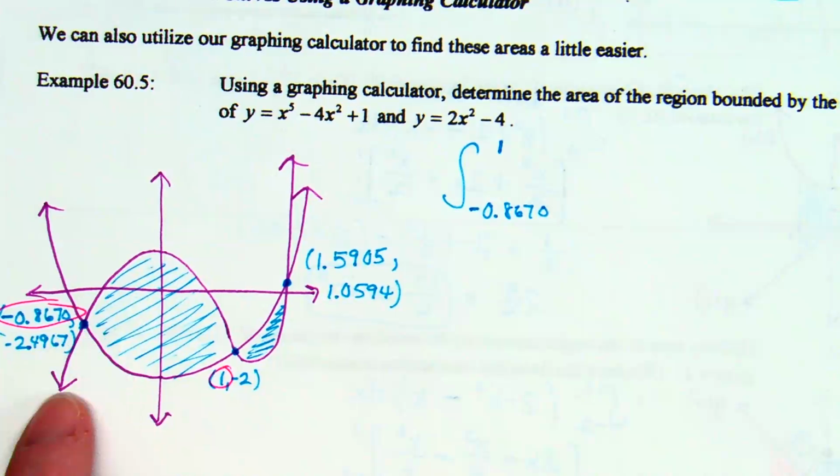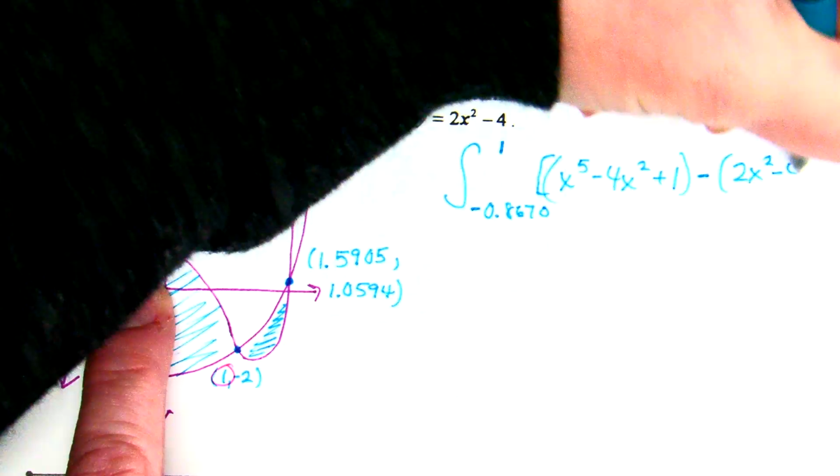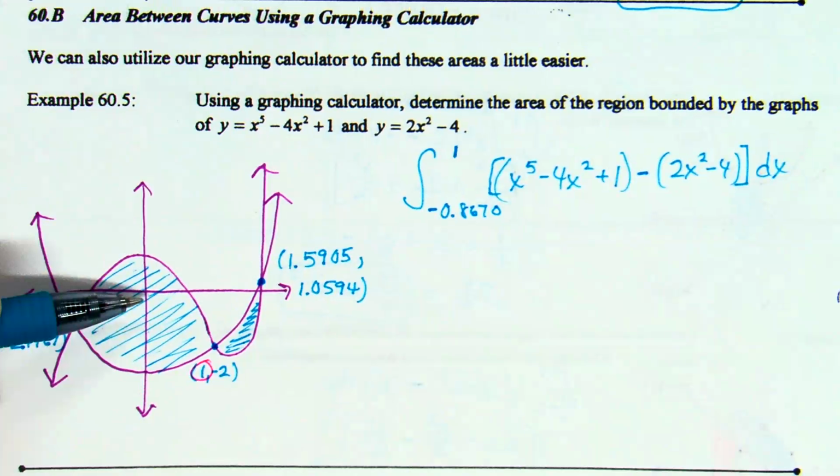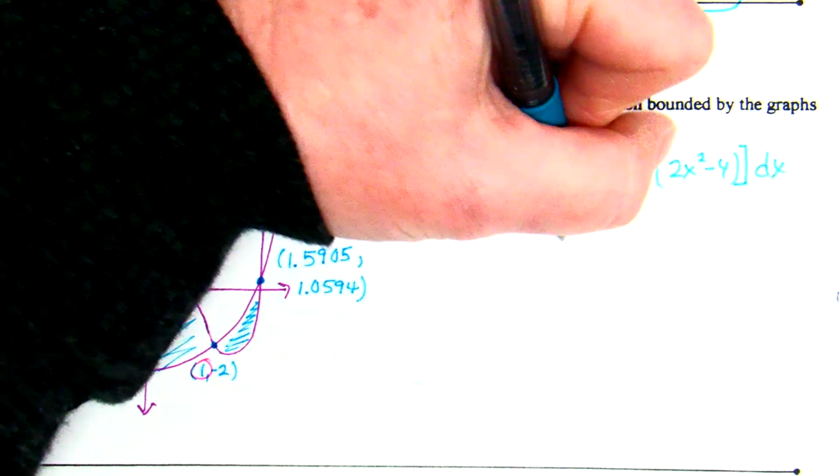And so it's x to the 5th minus 4x squared plus 1 minus the quantity 2x squared minus 4, and then dx. That's area 1, so to speak. What do I have to do now? Area 2. I have an area 2, so it's going to be a big old plus.